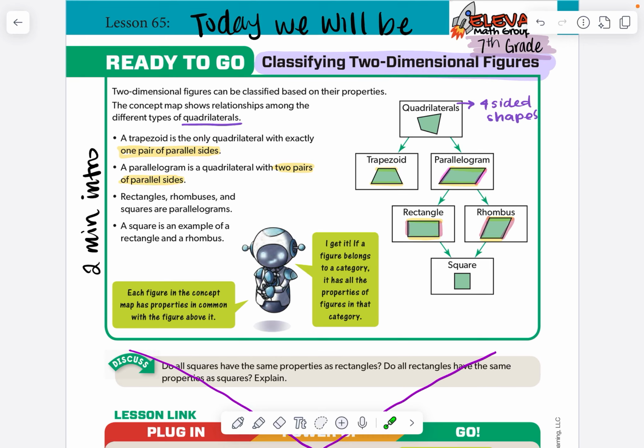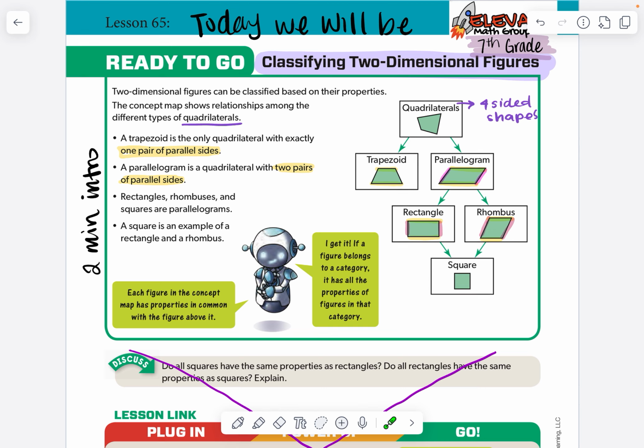Hi, everyone. This is lesson 65 of our seventh grade Elevate lessons, and we are working on classifying two-dimensional figures. We are taking a break from area just for today. However, the rest of the lessons that are coming up are around area. So it tells us that two-dimensional figures can be classified based on their properties.